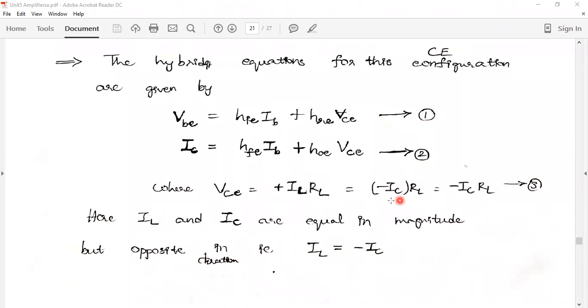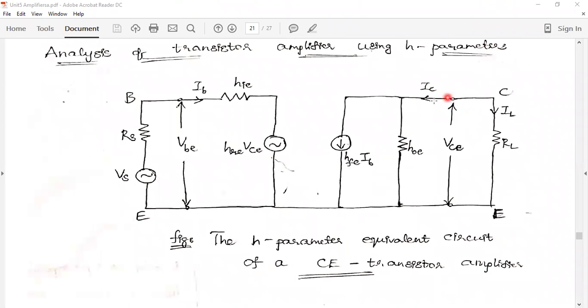Where this is the basic equation. We know that this voltage is VCE, and this voltage is across base and emitter, that voltage is VBE, this voltage is VCE.